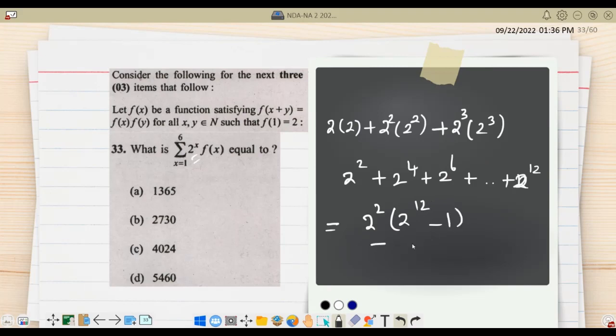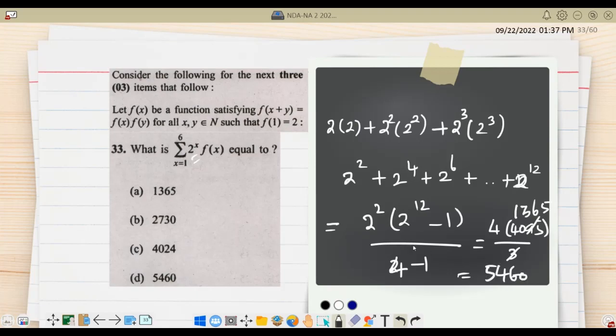So this is going to be 2 power 12 minus 1 divided by 2 power 2, that is 4 minus 1. This is going to be 4 into 2 power 12, which is 4096, minus 1, you're going to get 4095, and then we have a 3. If you cancel this, you're going to get 1365. 4 into 1365, that's going to be 5460. Option D is your answer.